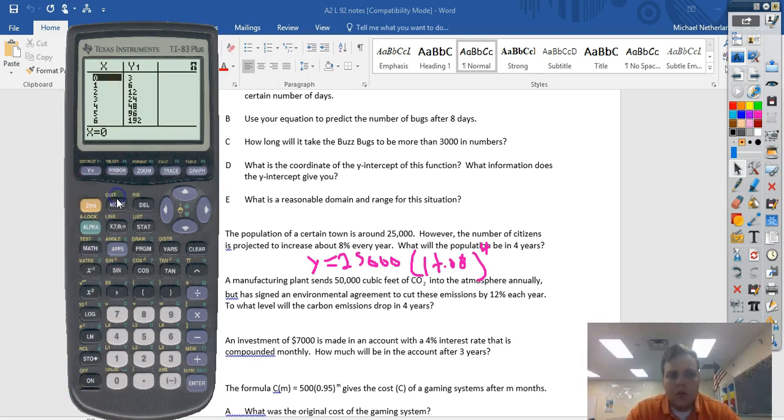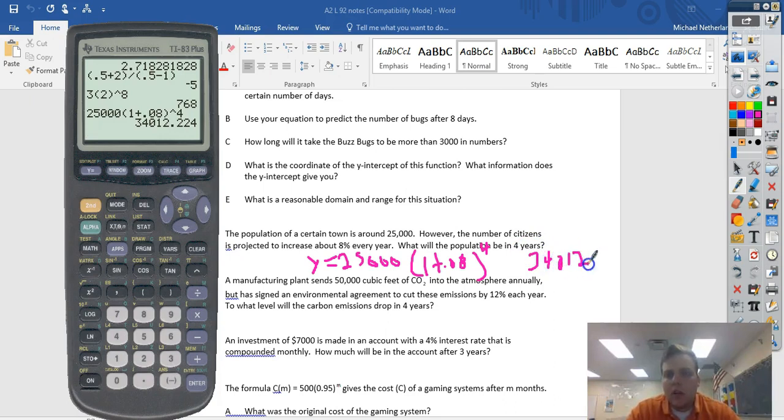Okay? So we're going to go second quit. Oh, we're going to go to 25,000 times 1 plus 0.08 raised to the 4th power. And we get 34,012 people. Now, why am I not rounding to other numbers? Why am I not using decimals? Because we're talking about people. You can't have part of a person. Okay? So, 34,012 people is the correct answer.